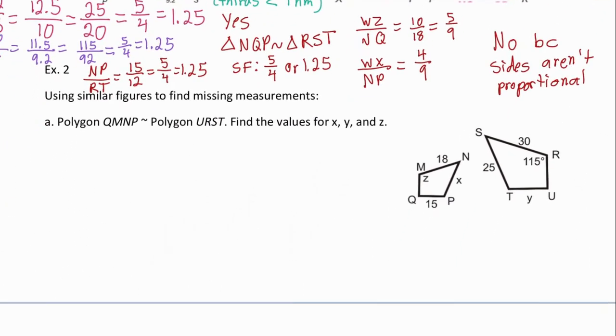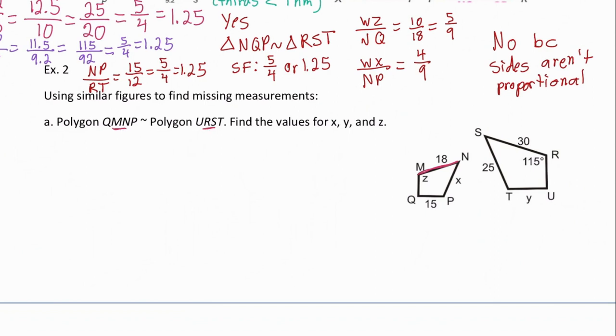It says, using similar figures, find the missing measure. So we have a polygon QMNP is similar to polygon URST. We want to find the values of X, Y, and Z. So again, we want to worry about naming. And if we're talking about side lengths, the first thing we have to find is that ratio, that scale factor. So we want to find two sets of sides that already give us numbers so we can find the rest of the figure. So we see that we have MN here, and MN is the middle two letters. That's going to correspond with RS. Okay, so we also have the length of RS.